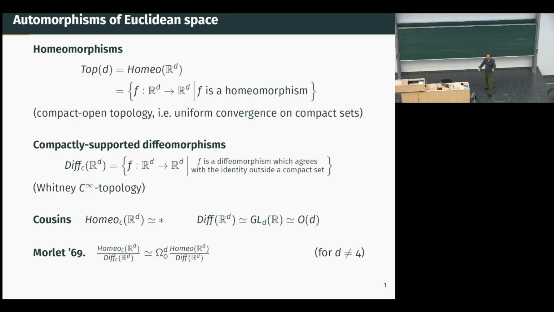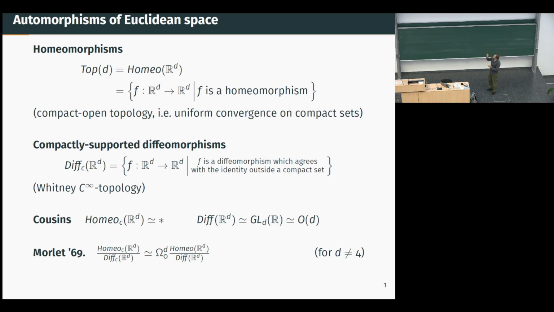It says if I look at the difference between the compactly supported homeomorphisms and the compactly supported diffeomorphisms of Euclidean space, then up to some algebraic topological noise, which is taking the d-fold loop space of the things involved, it's the same as all homeomorphisms modulo all diffeomorphisms. And this is an incredible theorem of Morlet. It's true in every dimension apart from 4.